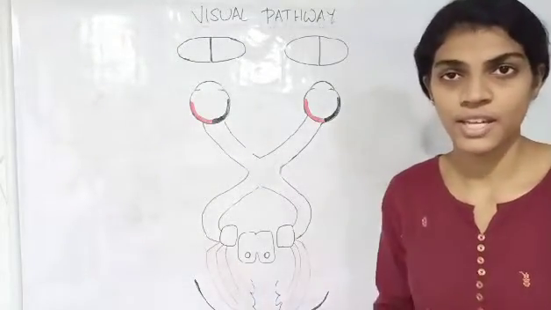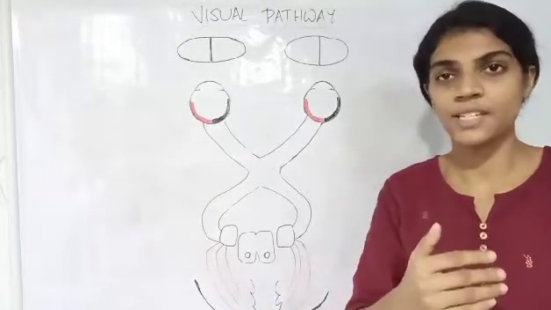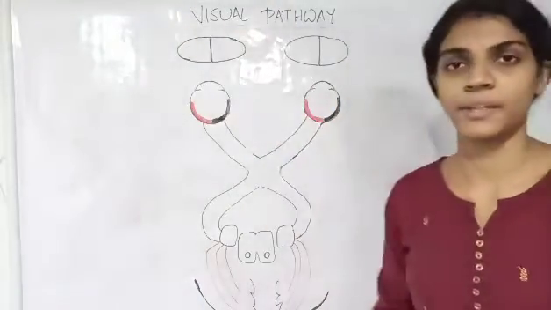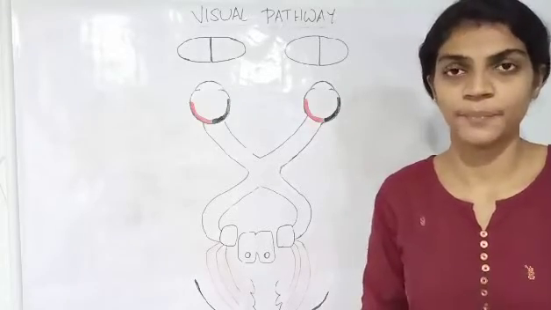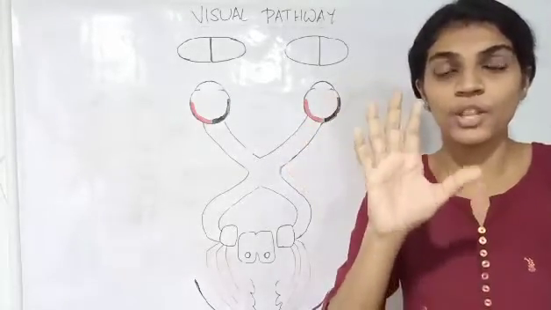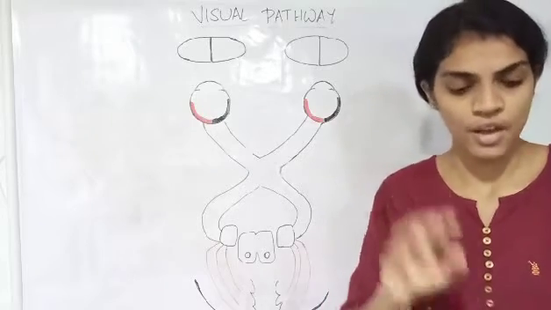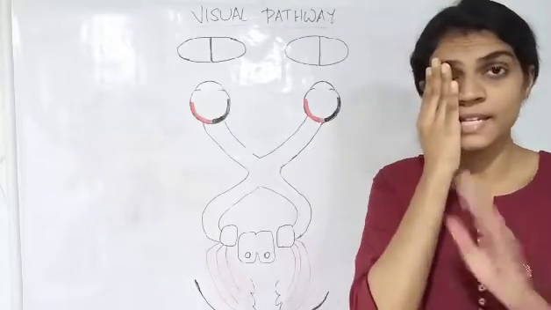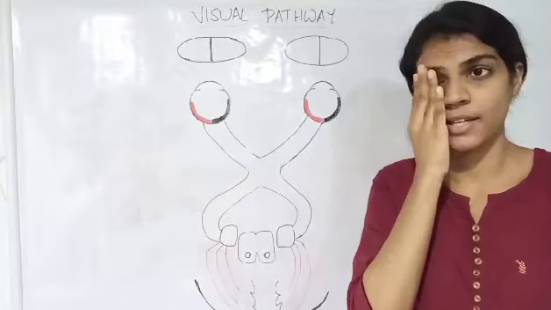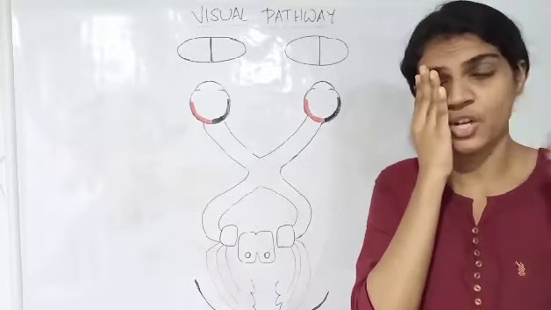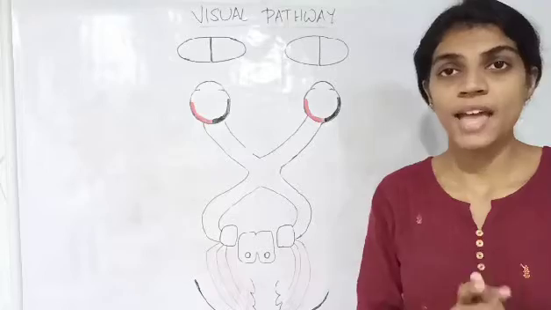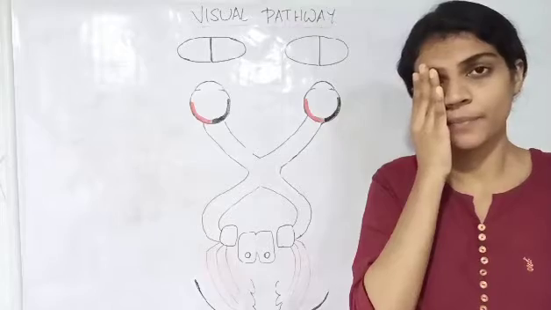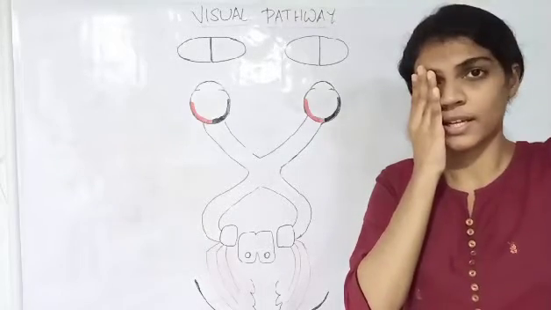Now we are going to see what are the steps of the visual pathway. First, we'll start with the visual field. What is the visual field? All the things you can see with your eye is known as the visual field. For example, I am closing my right eye, and what I am seeing is the visual field of the left eye. And this visual field can range 160 degrees horizontally and 135 degrees vertically.